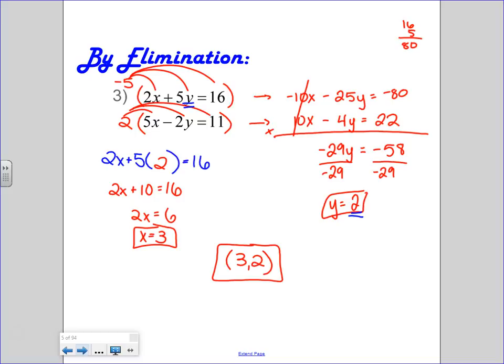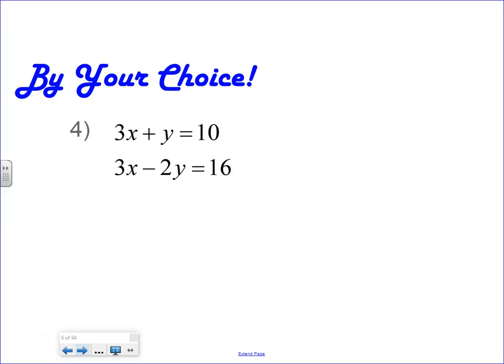How many methods did we just look at? 3. What were the 3? Elimination, graphing, substitution. You got it. I want you to look at this, and in just a second, I'm going to ask you to raise your hand for which method you think you would use out of those 3. I'll go through each of them and see how many people choose that one. Look at the problem and say, what would I think of doing?